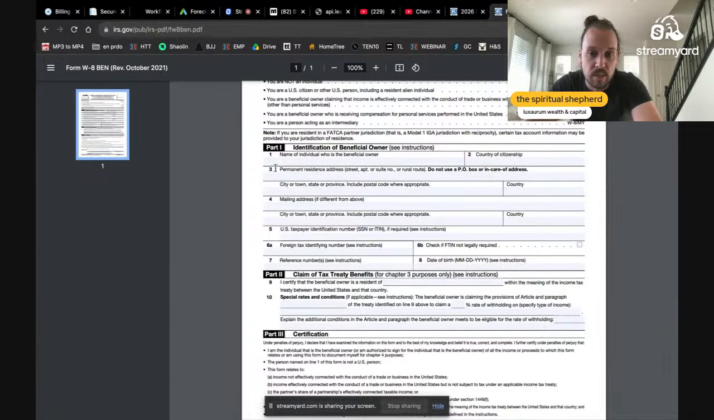So what you'll do is the permanent residence address. You can use a rural route number. So that's what you'll use, and you can also remain private. Include postal code where appropriate, country. Mailing address if different from above, city or town, province, U.S. taxpayer identification number, so the SSN or the ITIN. You're going to include these different types of things.